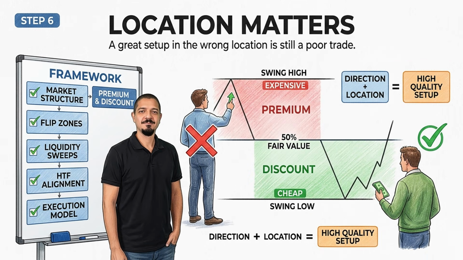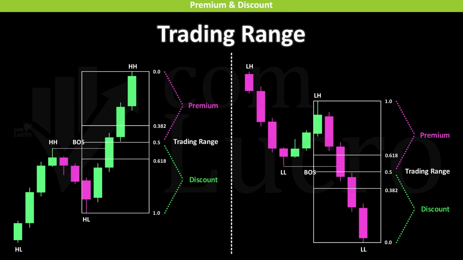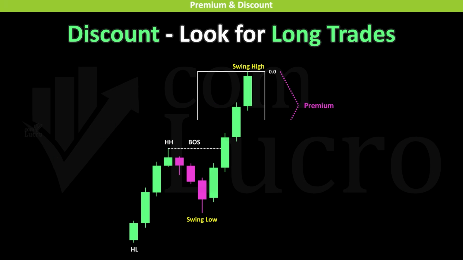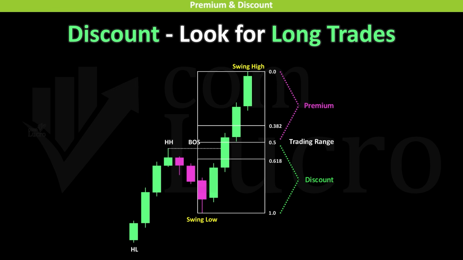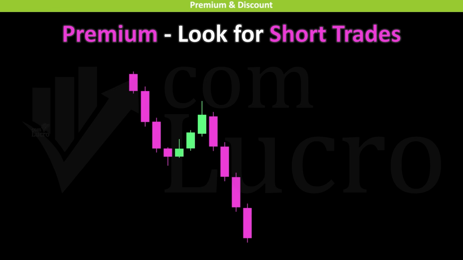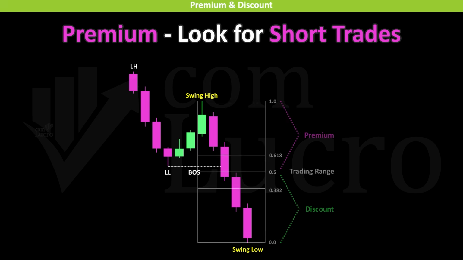At this point, direction is clear, but there is still one important question left. Knowing where price wants to go is only part of the equation. We also need to know whether price is trading in a favorable location for the setup we are planning. This is where the concepts of discount and premium become extremely valuable within the ICT framework. But before we understand these zones correctly, we first need to understand what a trading range actually is. A trading range is simply the space between a swing low and a swing high in a bullish scenario, or between a swing high and a swing low in a bearish scenario. These swing points define the boundaries within which price is currently moving.